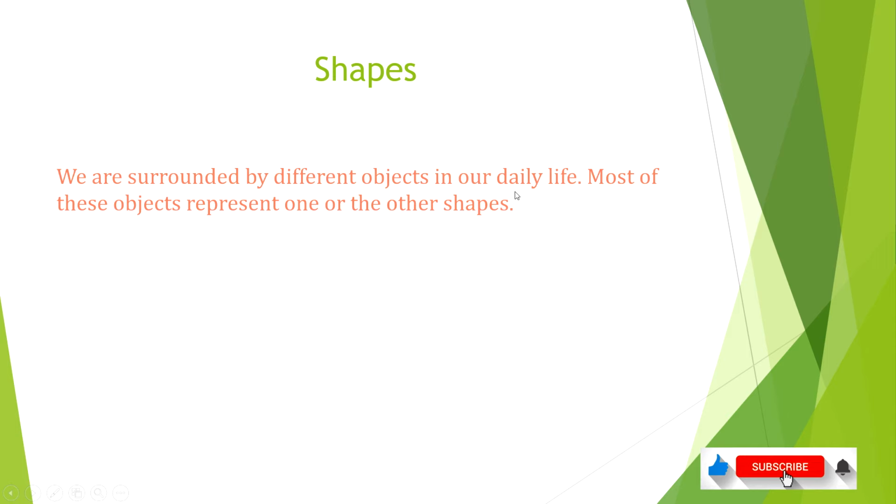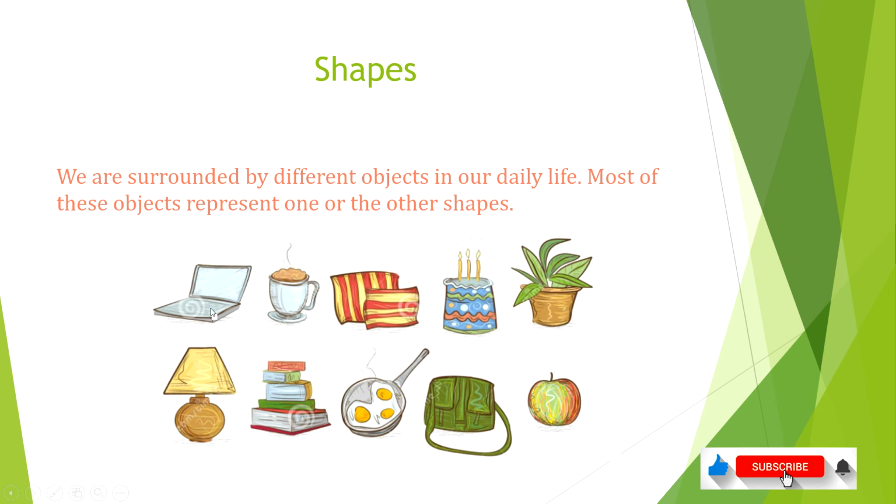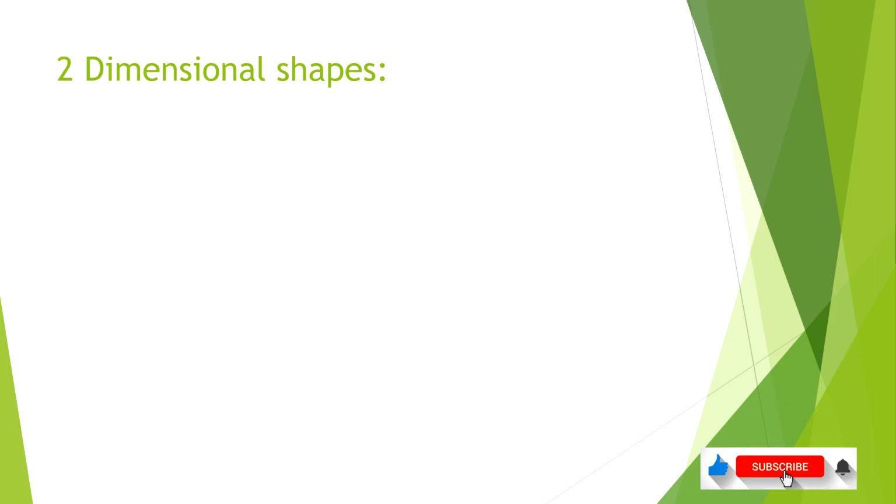You know we are surrounded by different objects, and if you look around, you see one object or another representing different shapes. If you look at this figure, this is a laptop screen and it looks a bit similar to a rectangle. Here is a cylindrical shape. This represents a rectangle. This is a pillow and cushions, and here is a cake that also represents a cylindrical shape. That's how the objects around us represent one shape or another. We are going to learn about these shapes one by one.